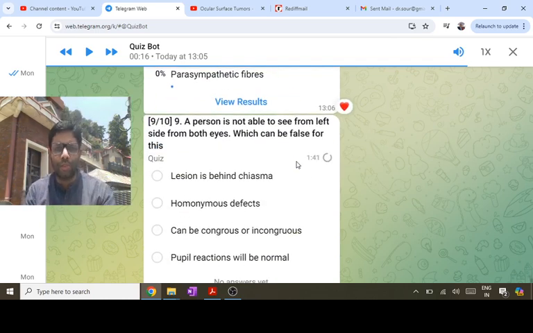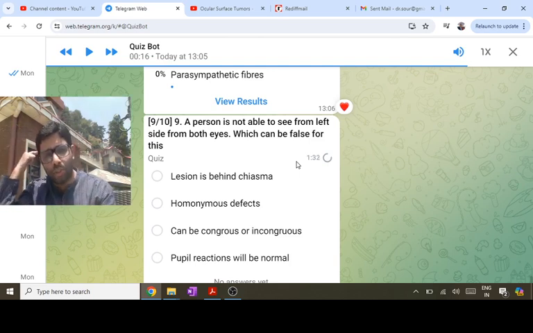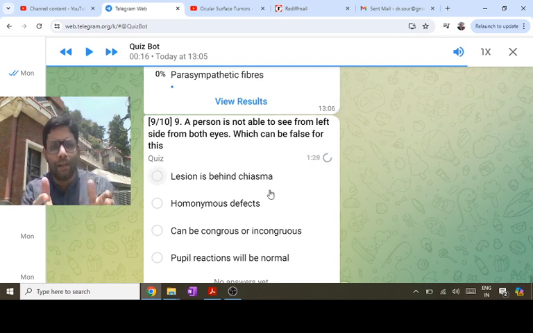A person is not able to see from the left side in both eyes, means it is left homonymous hemianopia, seen in right optic tract lesions. It can be seen in right occipital lobe lesions, but macular sparing is not written over here. So the lesion is behind the chiasma, yes. It is a left homonymous defect. In the optic tract, it can be symmetrical or asymmetrical, so it can be congruous or incongruous. But the optic tract is involved in the pupil pathway, so pupil reactions will be abnormal. It will be sluggish pupil reactions in optic tract lesions.